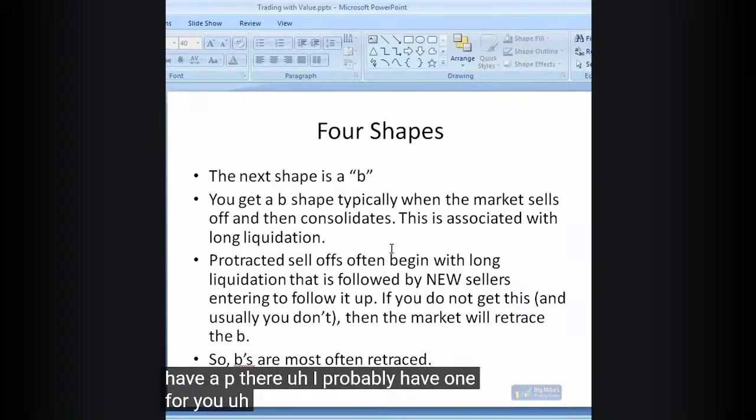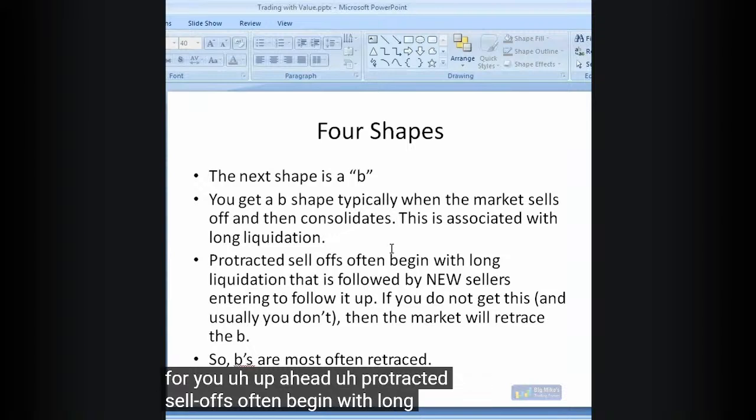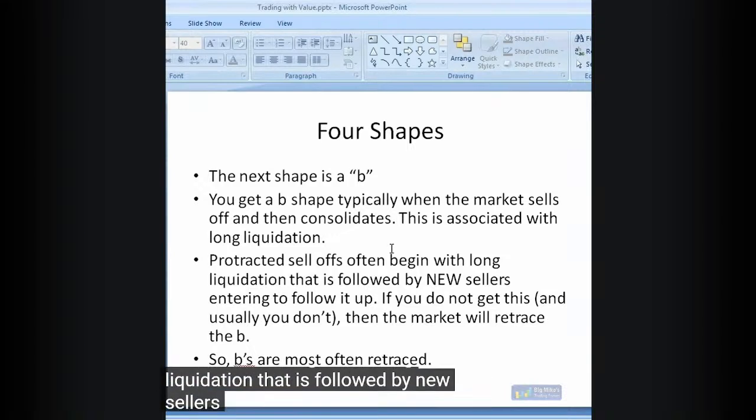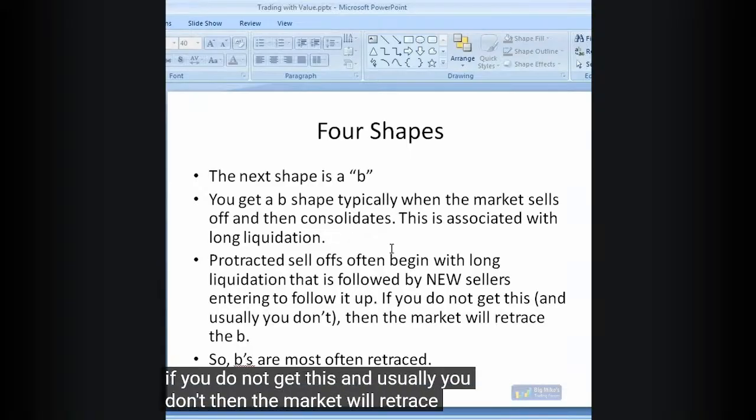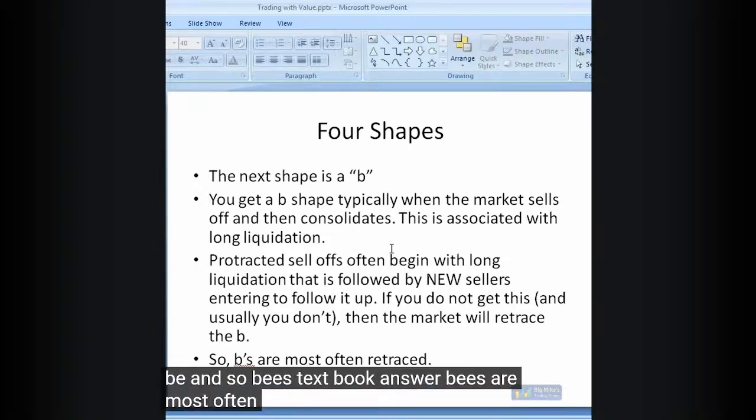I probably have one for you up ahead. Protracted sell-offs often begin with long liquidation that is followed by new sellers entering to follow it up. And so if you do not get this, and usually you don't, then the market will retrace the B. And so Bs, textbook answer, Bs are most often retraced.